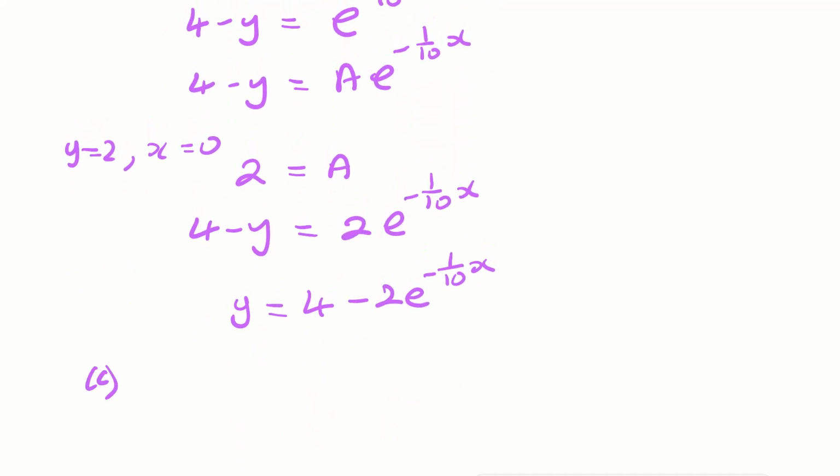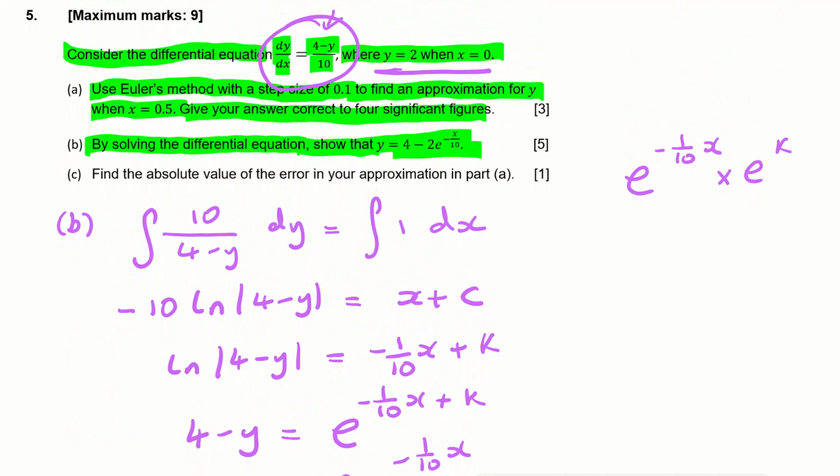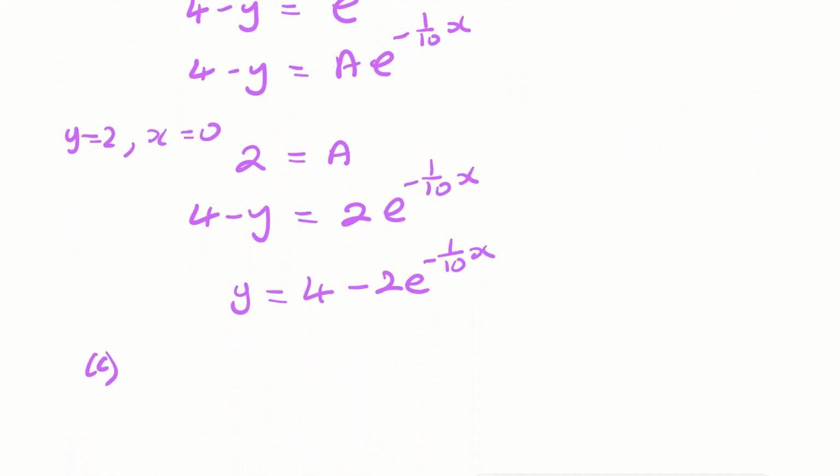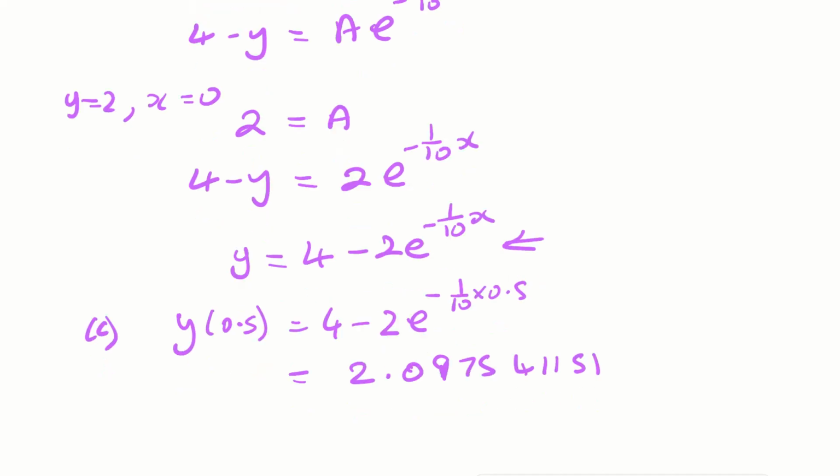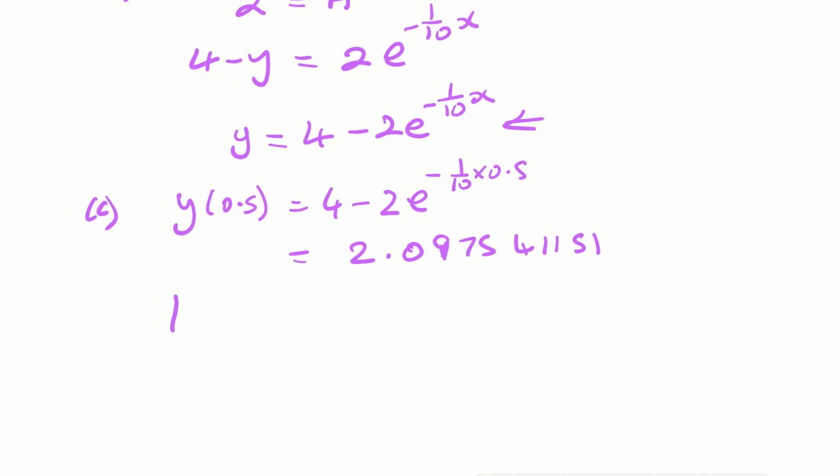Okay, so part C wants us to find the absolute value of the error in the approximation to part A. So what we're after is, first of all, y of 0.5. So just substitute that into here. So that's 4 take away 2e to the negative 1/10 times 0.5. Calculating that gives us 2.0975411151.